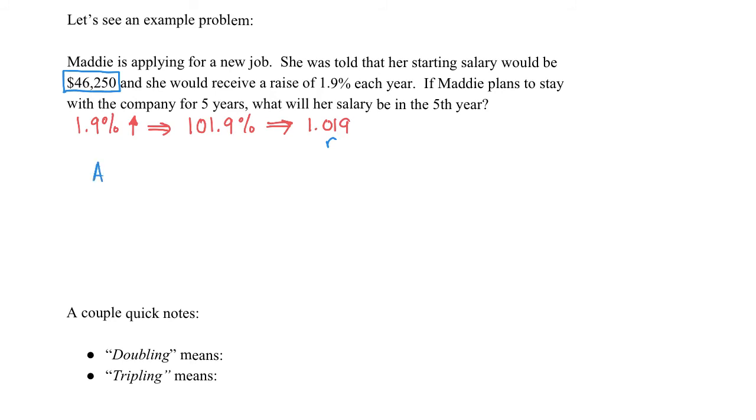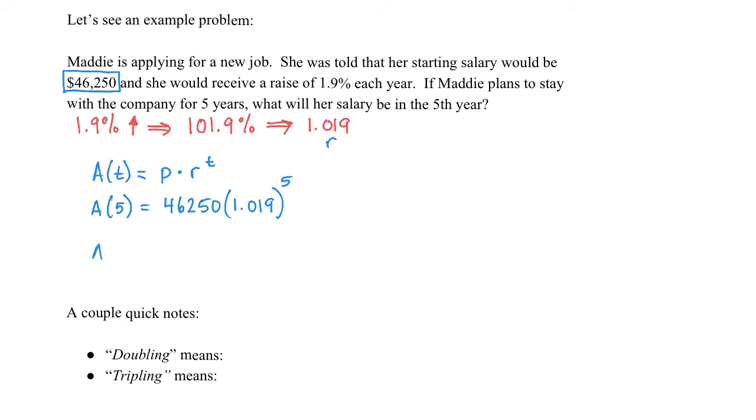A of n, actually in this case it's A of t because our variable is t, is going to be P times r raised to the t, where P is our starting value. So A of 5, which is what we're looking for, is going to be 46,250, our starting value, times, we often just put this in parentheses, but it's not required, our rate raised to our time, which is 5.